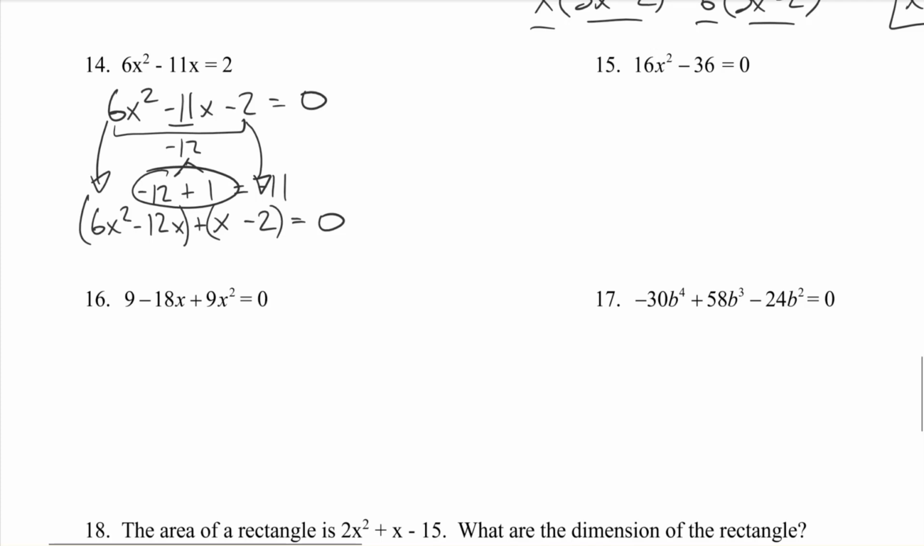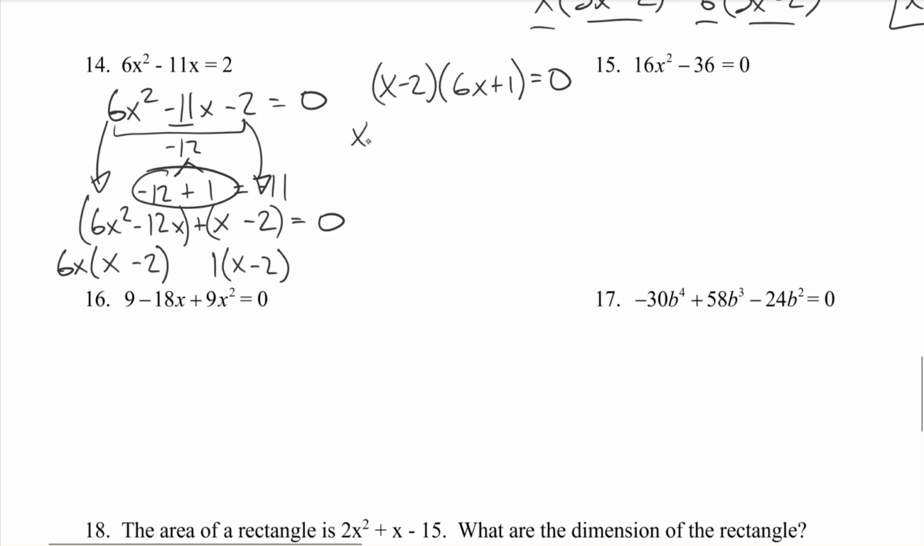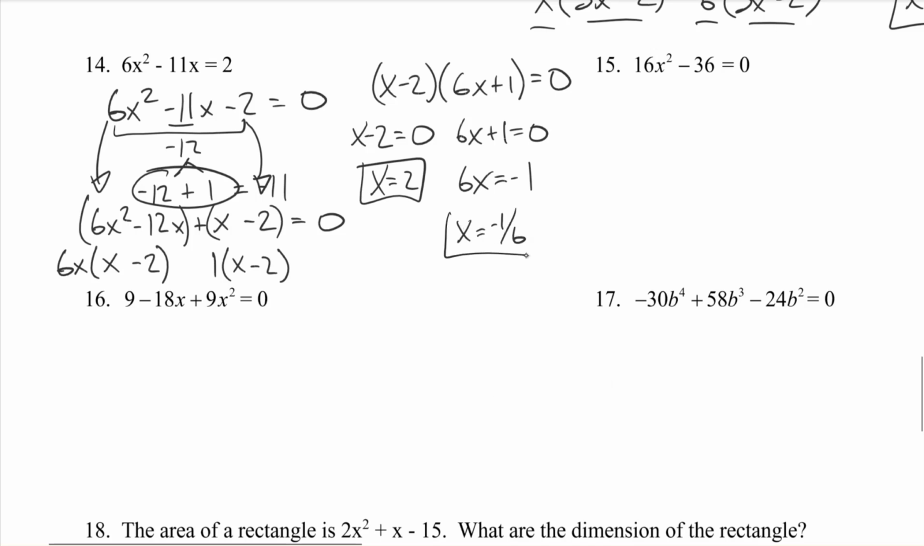Now I'm going to factor out a 6x. So that would be x, and this would be -2. And I want to have an x minus 2, so I'll factor out a 1. X minus 2 times the quantity 6x plus 1 equals 0. X minus 2 equals 0. 6x plus 1 equals 0. X equals 2. 6x equals -1. X equals -1/6.